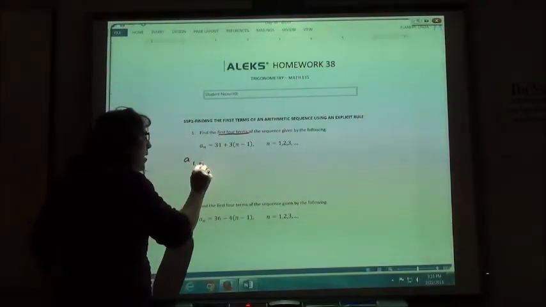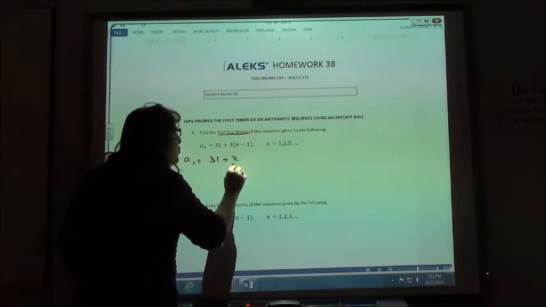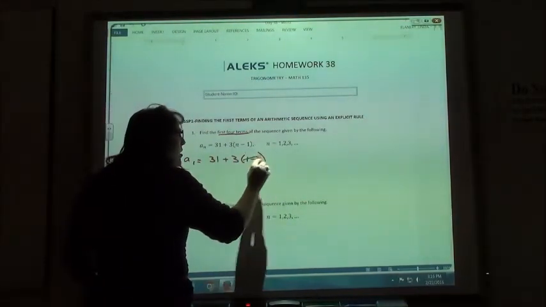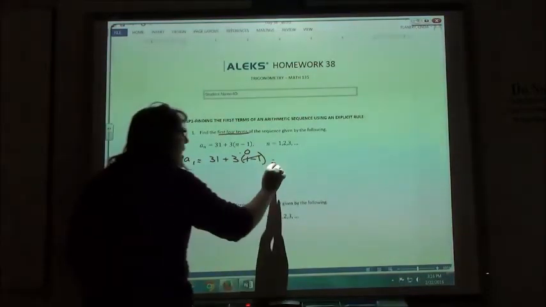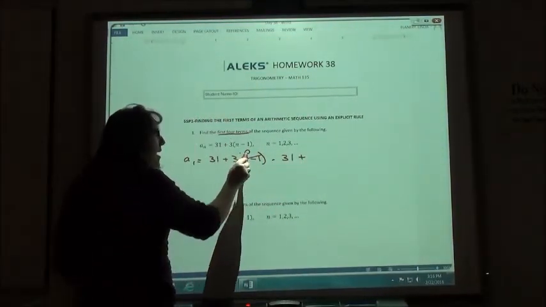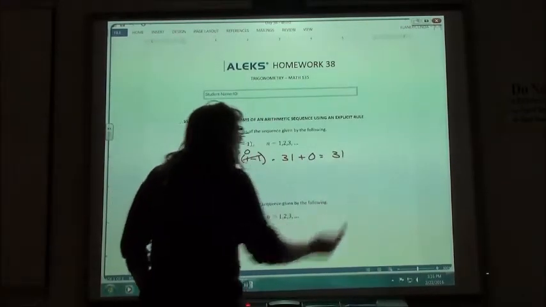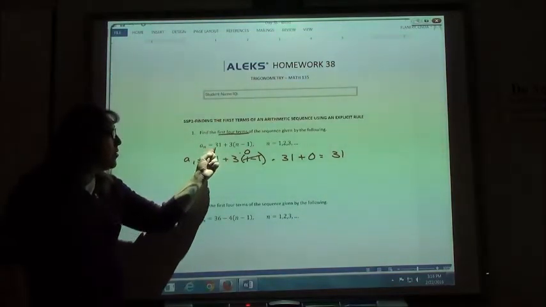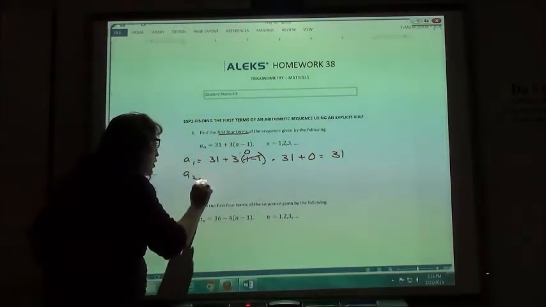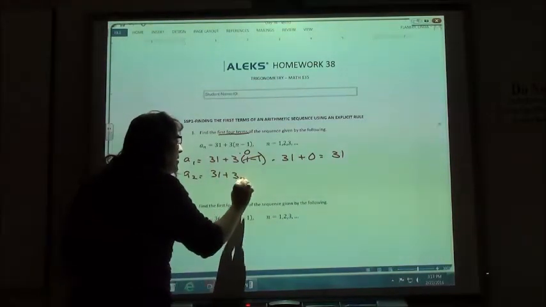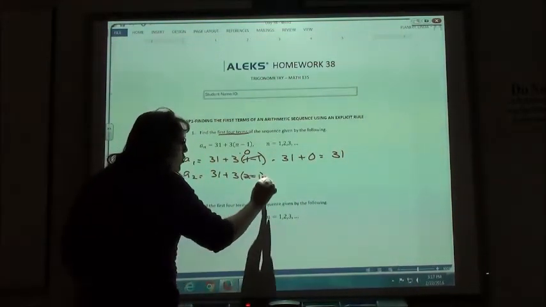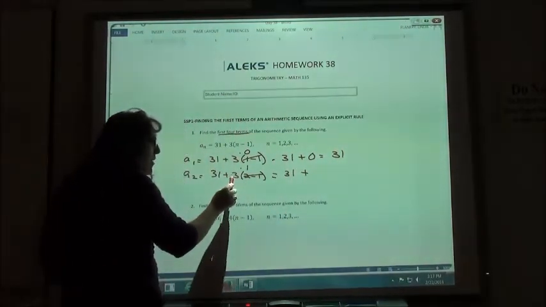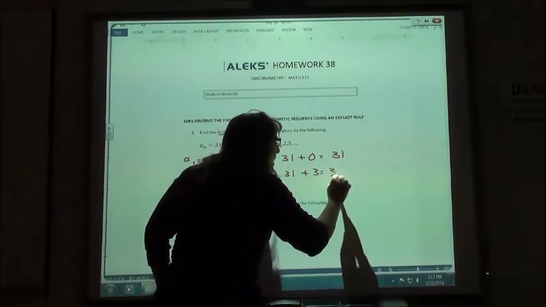So a sub 1 would be 31 plus 3 times 1 minus 1. If I figure that out, 1 minus 1 is going to be 0. So I'm going to have 31 plus 3 times 0 is 0. And so 31 is going to be the first term in my arithmetic sequence, this number right here, 31. If I do a sub 2, I'm going to do 31 plus 3 times 2 minus 1. Well, 2 minus 1 is 1. So I'm going to end up with 31 plus 3 times 1, which is 3, and I get 34.